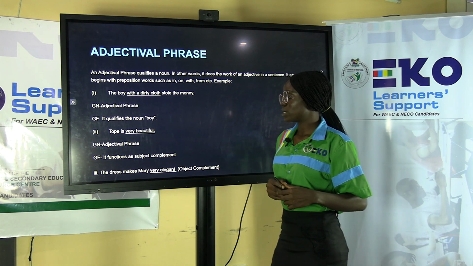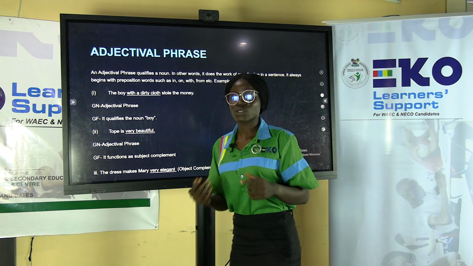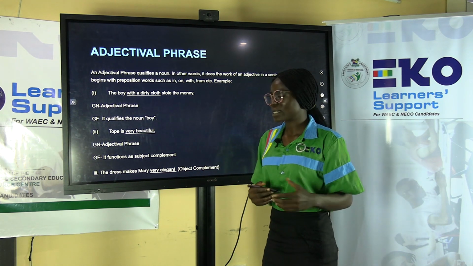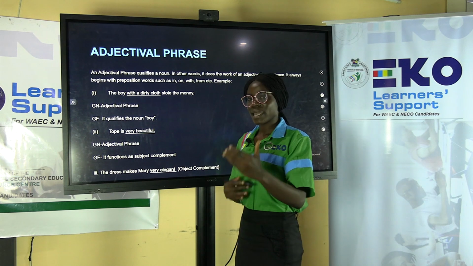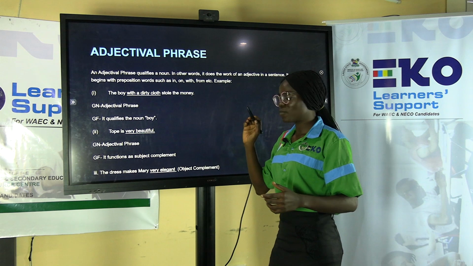All right, let's go to the second example. Tope is very beautiful. In that sentence, we have "very beautiful" underlined. What is the function of "very beautiful" in that sentence? Of course, "very beautiful" is giving us additional information about the subject, and the subject is the noun, Tope. It qualifies Tope, that is, it's telling us that Tope is beautiful. So the grammatical name is adjective phrase.